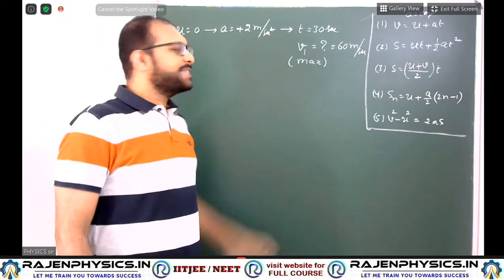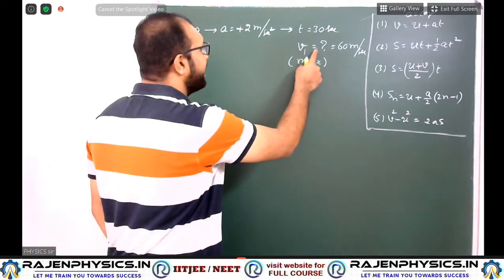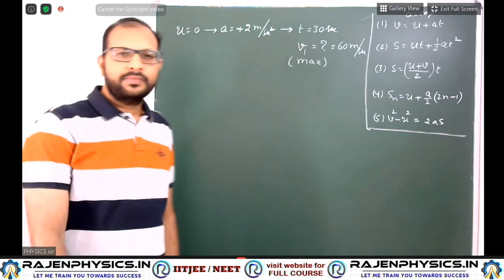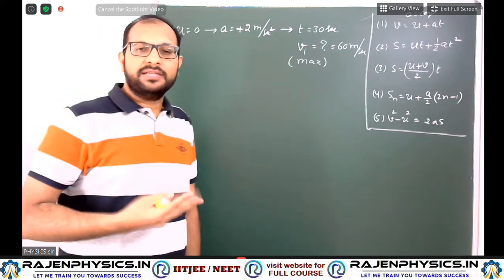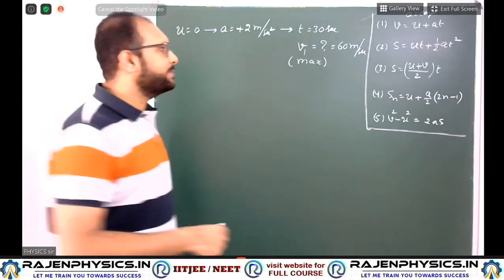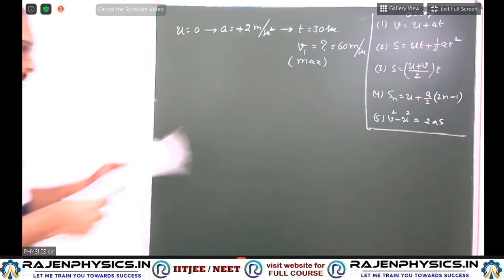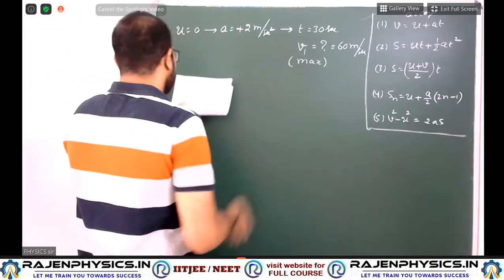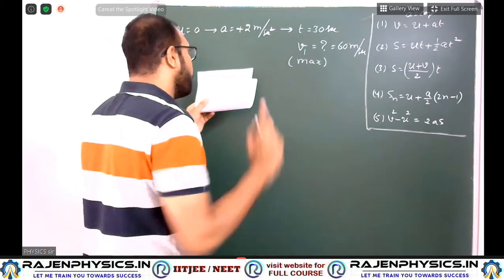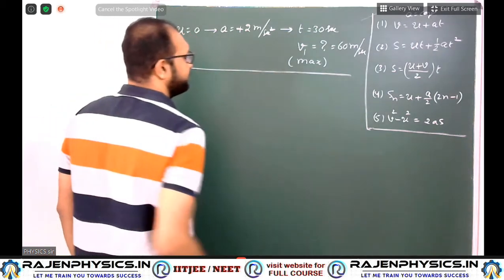Yes, after 30 seconds, that is half a minute, velocity increased from 0 to 60 meter per second. Students, this is the maximum velocity. Later, brakes have been applied. The brakes are then applied and the train comes to rest in 1 minute. Yes, students, this is complete one problem.